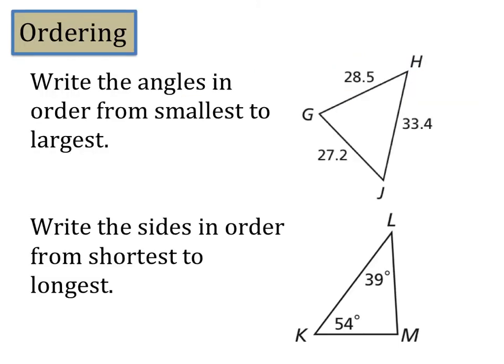Okay, let's look at two examples of triangles, and let's work on the ordering of the sides and the lengths. For the first example, we want to write the angles in order from smallest to largest. To do that, we want to examine the side lengths.